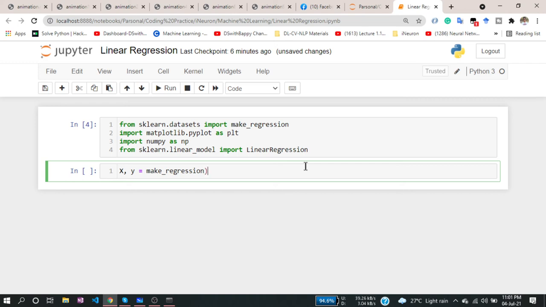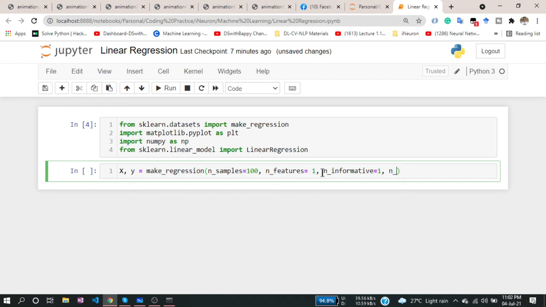For make regression, I will write n_samples and take the sample size as 100. 100 means you have just 100 observations. And n_features means you have just one feature, which is your area feature. And n_informative. These are some parameters you have to pass whenever you are creating custom data.